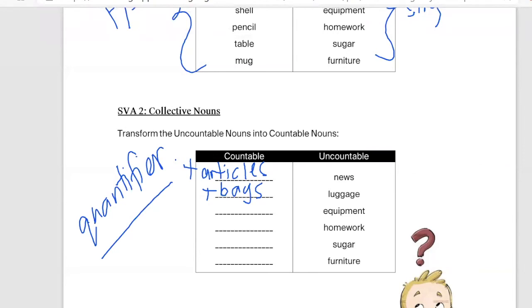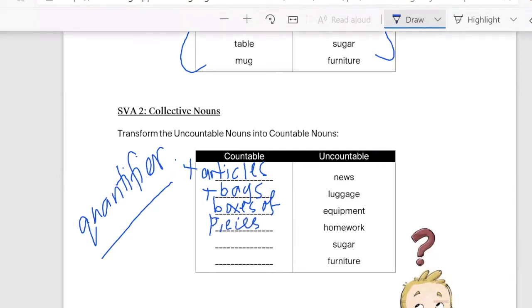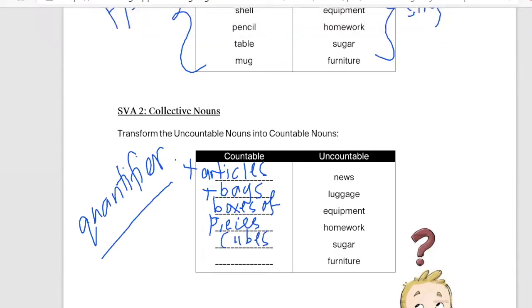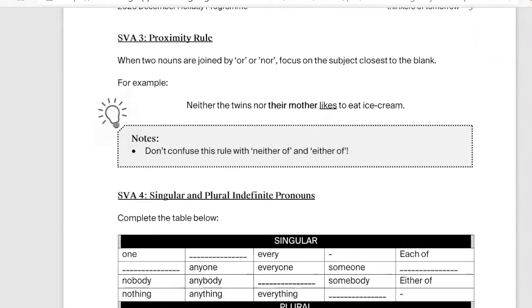But equipment, we can put in boxes of equipment. Homework, pieces of homework. Sugar cubes can be counted. Teaspoon, tablespoon, and furniture. So you have rooms of furniture. There you go. Move along.